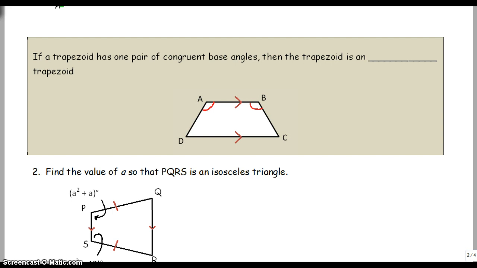If a trapezoid has one pair of congruent base angles, then the trapezoid is an isosceles trapezoid. So if you have one pair of congruent base angles, then we can assume that this is a trapezoid that's isosceles.